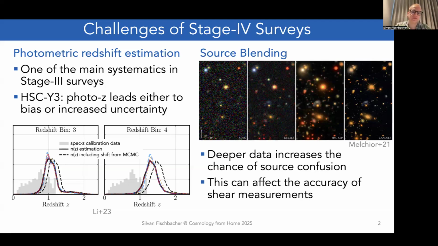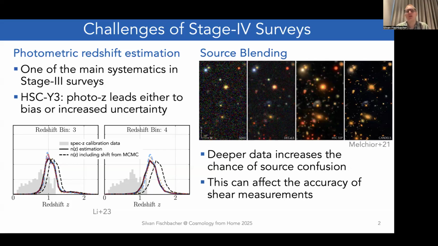Another challenge that will become even more challenging when we go to deeper stage 4 surveys is source blending. So here you see 4 times the same patch of the sky with an increasing depth. And the deeper the data is, the higher is the chance of source confusion, so that you have 2 types of objects very close to each other, and you're maybe not able to distinguish them anymore. And this does impact your detection probability, but it can also impact the accuracy of your shear measurements when you have objects that are very close by or even overlapping.